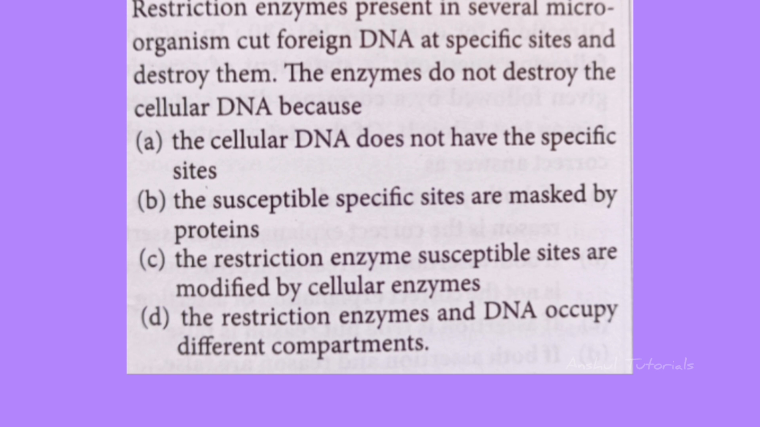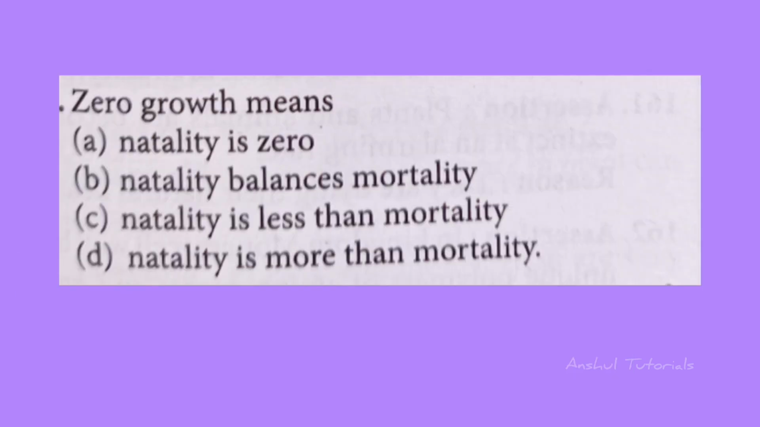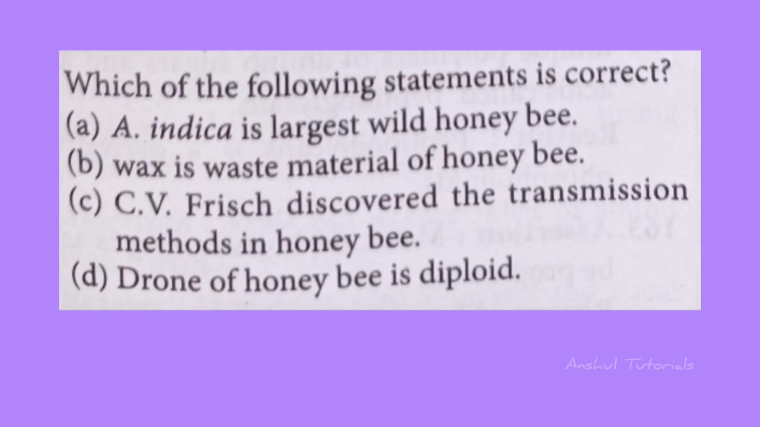And the next question is, restriction enzymes present in bacterial microorganisms cut foreign DNA at specific sites and destroy them. The enzymes do not destroy the cellular DNA because, so the correct answer is option C, that is the restriction enzymes' susceptible sites are modified by cellular enzymes. The next question is, zero growth means, so the correct answer is option B, that is natality balances mortality.